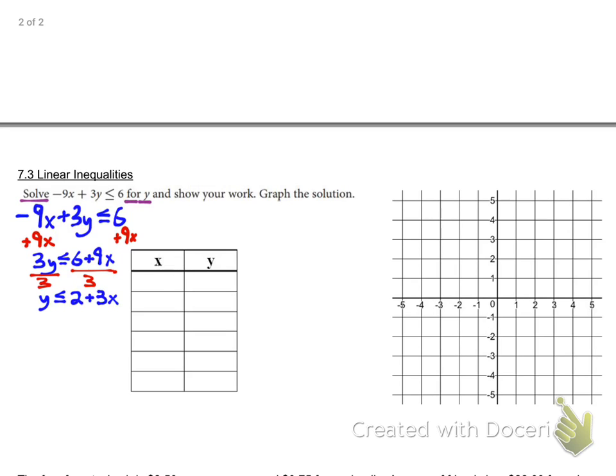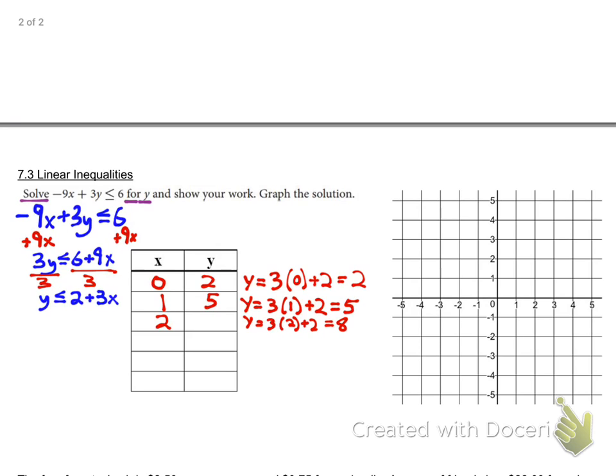So there's our equation. It's not quite in slope-intercept form, but we can switch it around, say 3x plus 2 instead. And I'm going to plug in 0 to see what the y will be. So that's 2. So (0, 2) is a point. Let's plug in 1 next. 1 is going to be 5. And if I plug in 2, I'm going to get 8. Well, that's off my graph over there to the right. So I'm just going to plot those 2 points. And lastly I need to ask, is this going to be a solid or a dashed line?